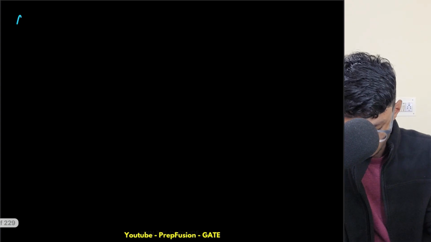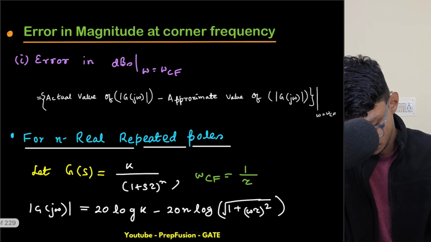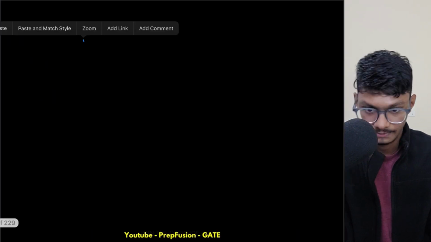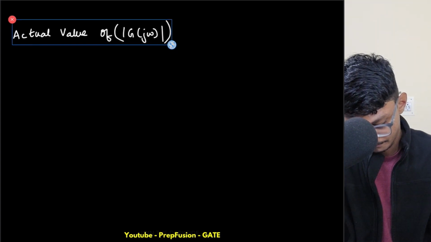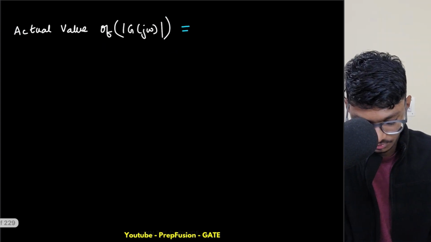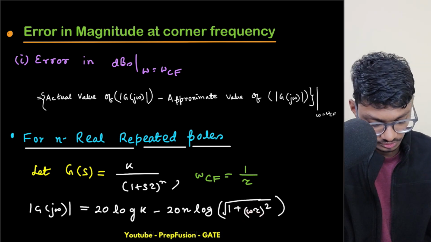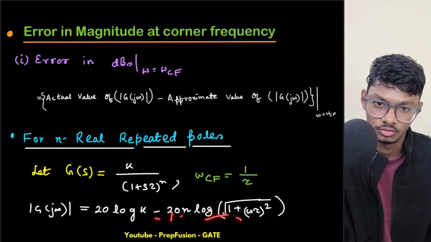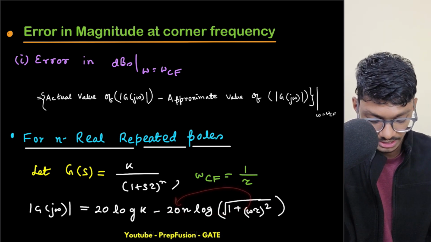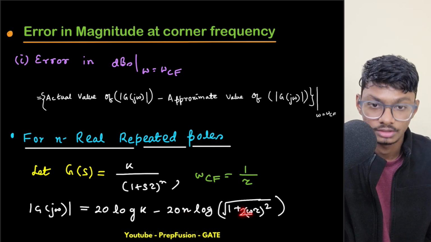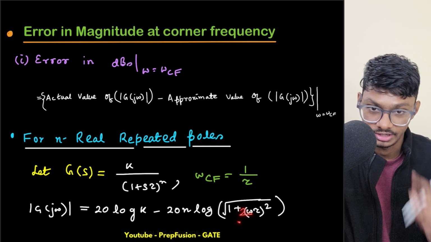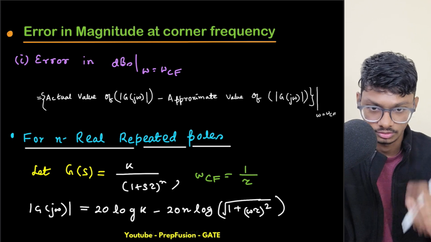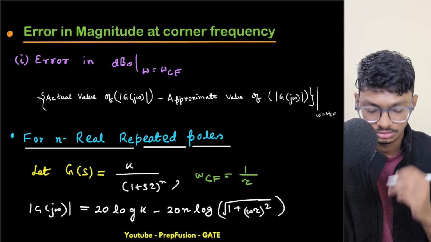So we'll write the actual value. I'll just copy this one. You simply put here omega equals 1 by tau. What do you see? This becomes 1 square plus 1, so under root 2. So minus 20 n log under root 2. This half can come outside, so 10 n log 2. What is log base 10 of 2? It is 0.3. I've told you to remember that one. It's very important. So 0.3 times 10 is minus 10 n.